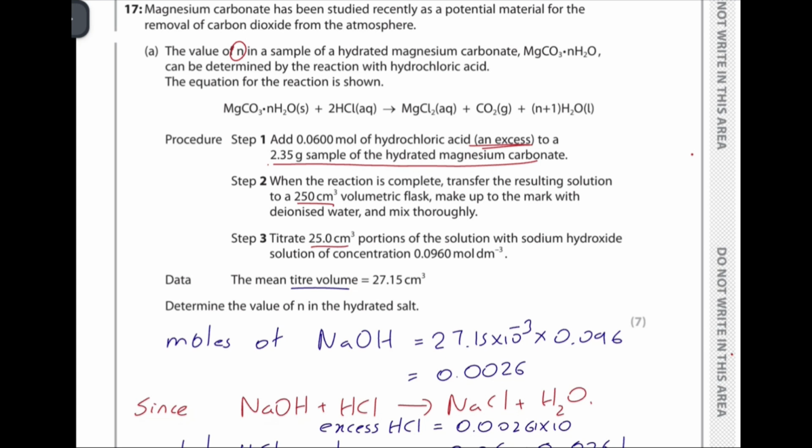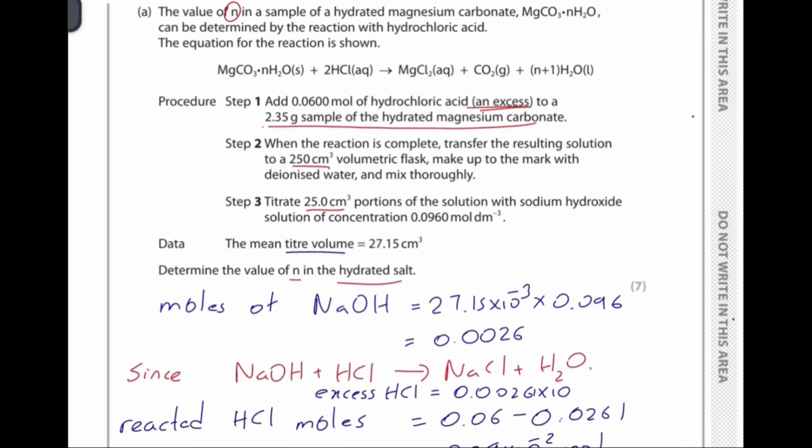So the mean titre volume is 27.15 cubic centimeter. Determine the value of n in the hydrated salt. So first of all, we should know what is reacting with sodium hydroxide. Sodium hydroxide reacts with excess HCl, right? So by calculating the moles of HCl using titration, we can find out how many moles were in excess.